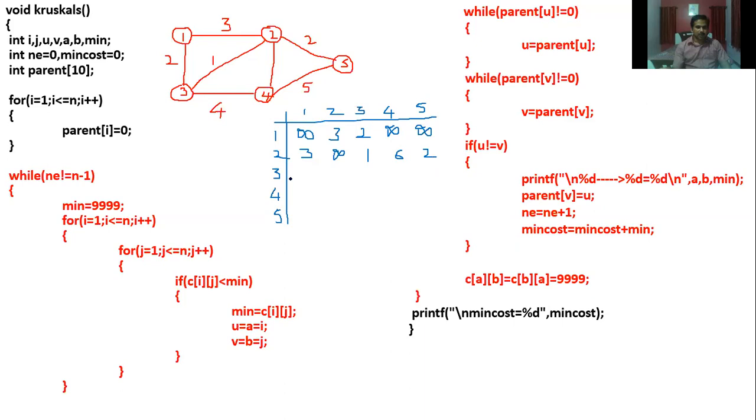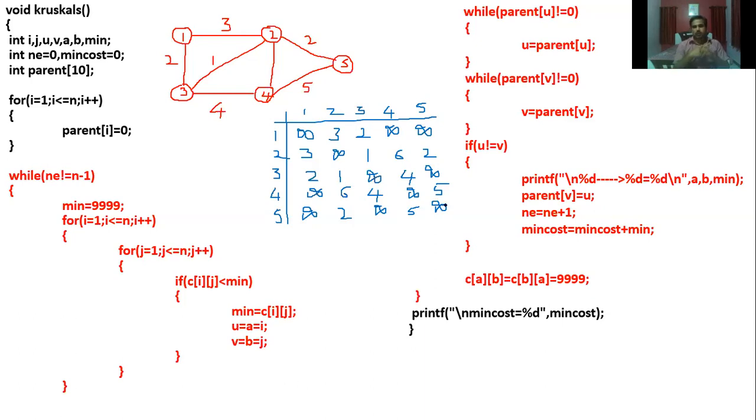Third row: 2, 1, infinity, 4, and then infinity. And this is infinity, 6, 4, infinity, 5, infinity, 2, infinity, 5, infinity. Okay, so this is your adjacency matrix.